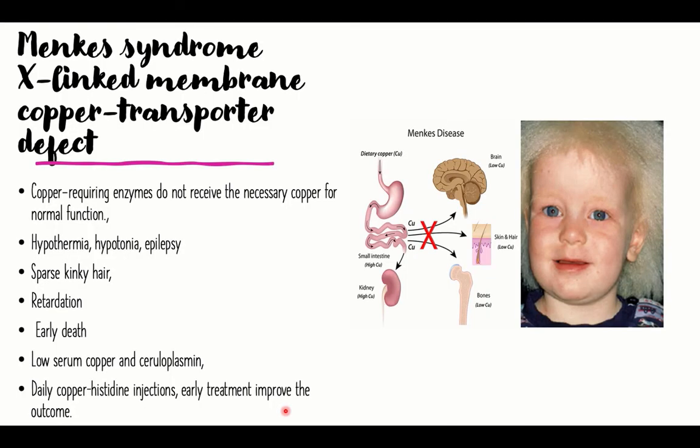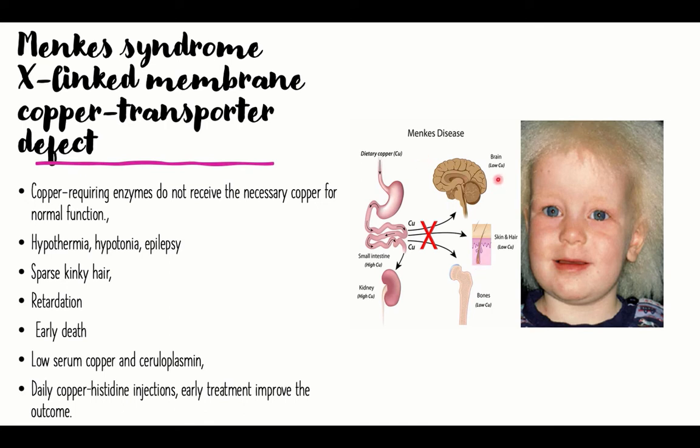Menkes syndrome is another X-linked condition associated with a membrane copper transporter defect. It is a very rare condition. Those patients, usually male, ingest the copper in the diet. Copper will be absorbed normally into the blood, and we have copper content normal or high in the blood, but the transporter of copper is mutated, so it will not reach these organs. These organs will not get benefit from the copper present in plasma.